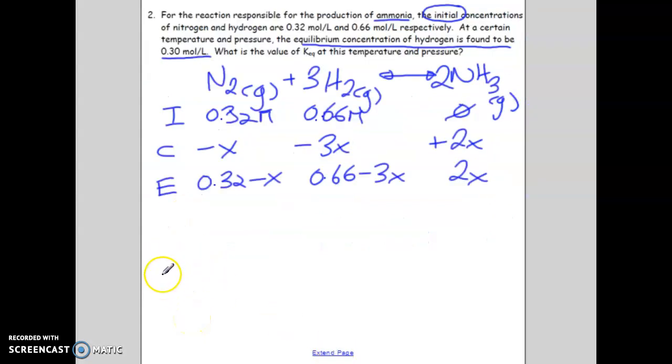Now remember the goal for this is we're trying to solve for K. So let's back this up for a second and write out our K expression. It's products over reactants.